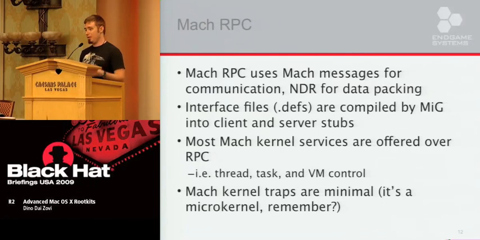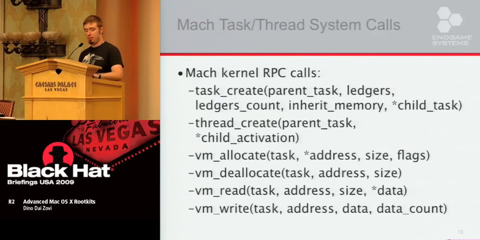This is why Mach is slow, because on a normal kernel you have to just do a simple trap. A full RPC call for these low-level operations can be a little too heavyweight. And the Mach traps are just very minimal, so it's a microkernel. But here are some examples of the kernel level RPC calls that you'll see.